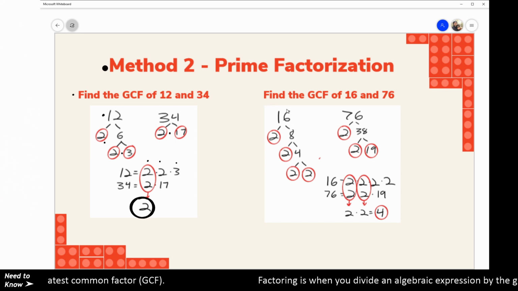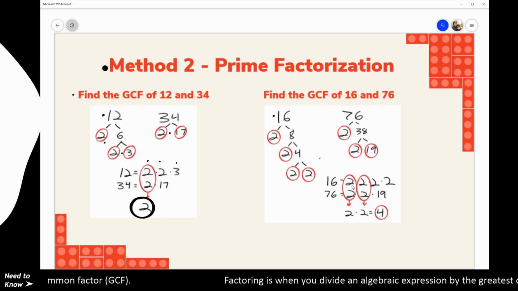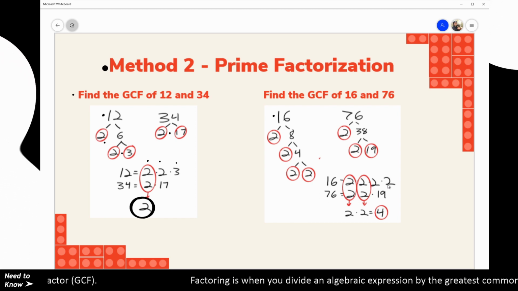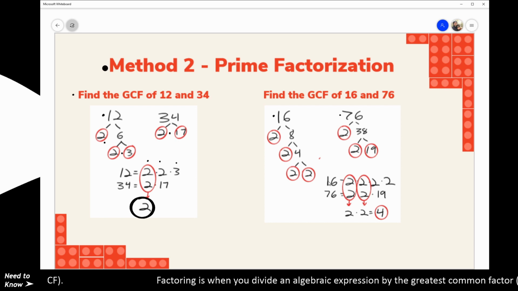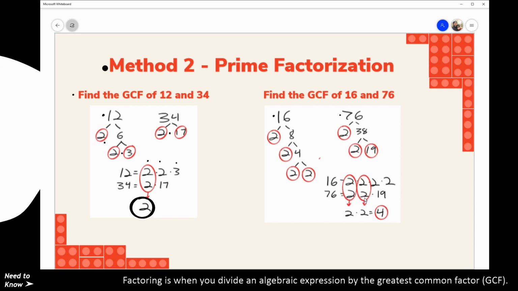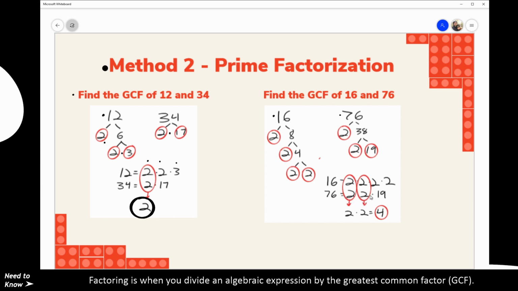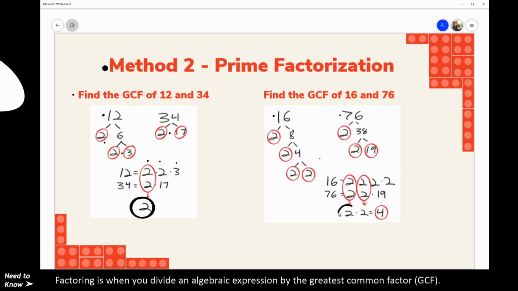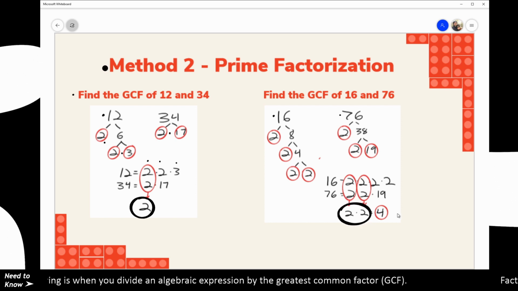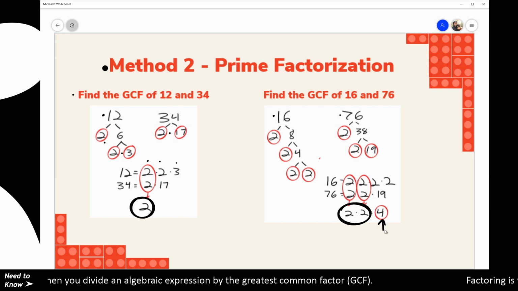Here's the prime factorization of 16. I get 2 times 2 times 2 times 2. Prime factorization of 76 gives me 2 times 2 times 19. I have two pairs of 2's, so I have to bring those down, and I multiply them, which gives me the GCF of 4.